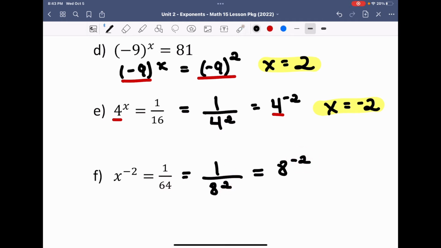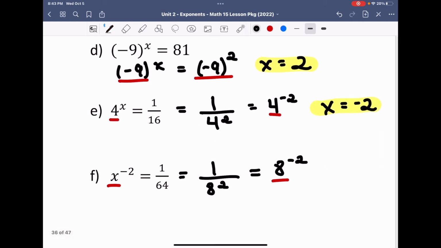Now, what number is this? Well, we know that if we're looking at here, we needed a number raised to the power of -2. What is that number? That number is 8 here. So we look at our base values here, and we say that x is equal to 8 in order to make this work.